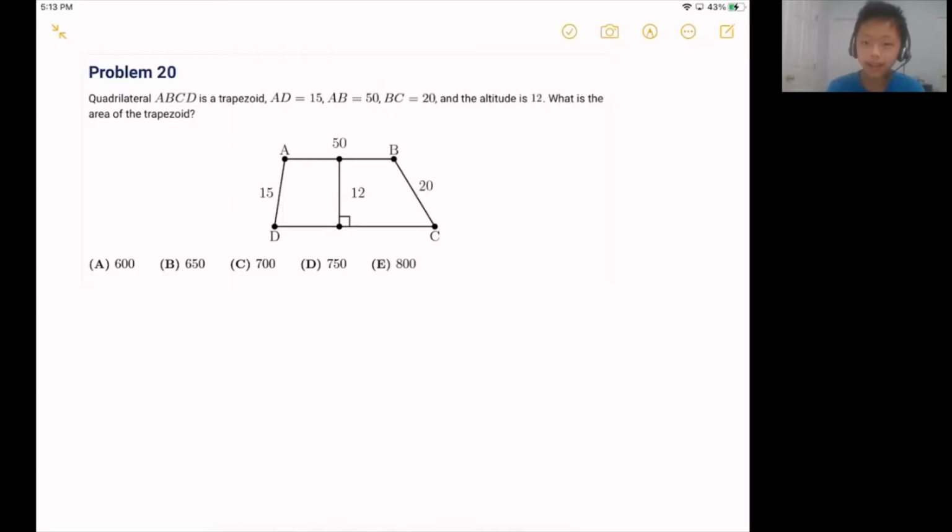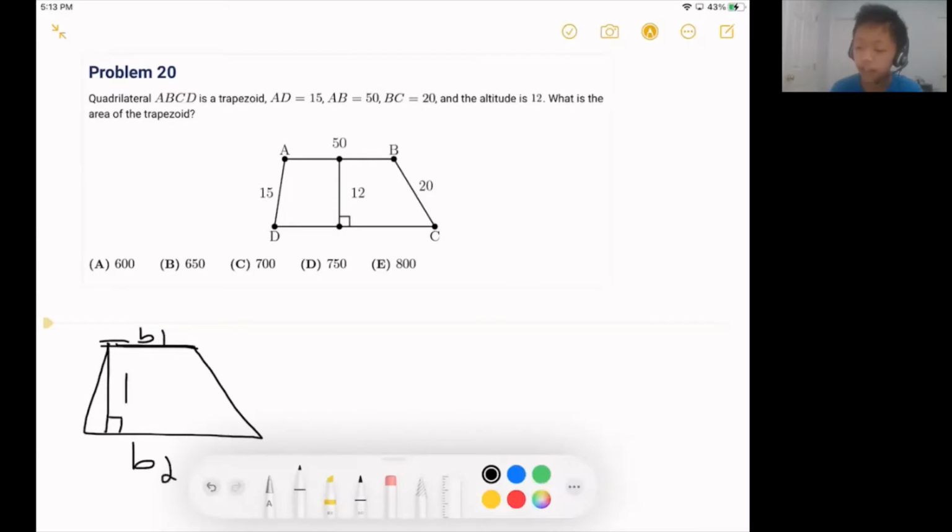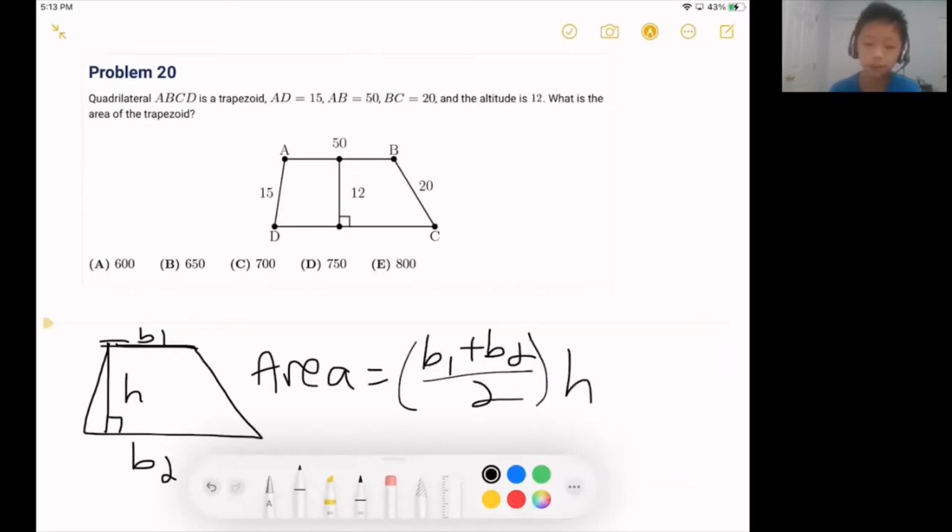So the idea here is, again, we're going to focus on what the question is asking. So the question is asking, what is the area of the trapezoid? If you have a trapezoid of base B1, the second base B2, and height H, then the area of the trapezoid is going to equal the average of the bases, so (B1 plus B2) divided by 2, times the height H. So that's how you would calculate the area of a trapezoid.